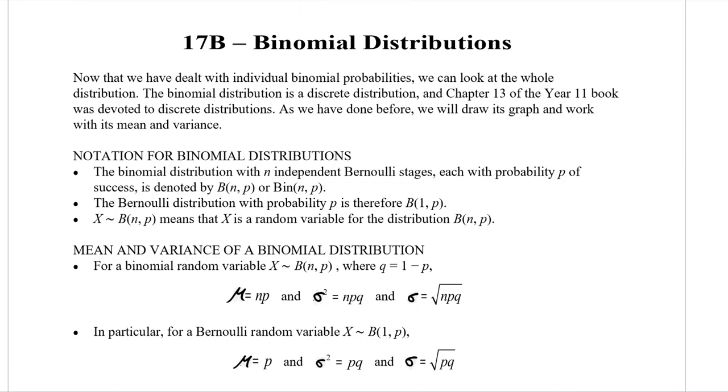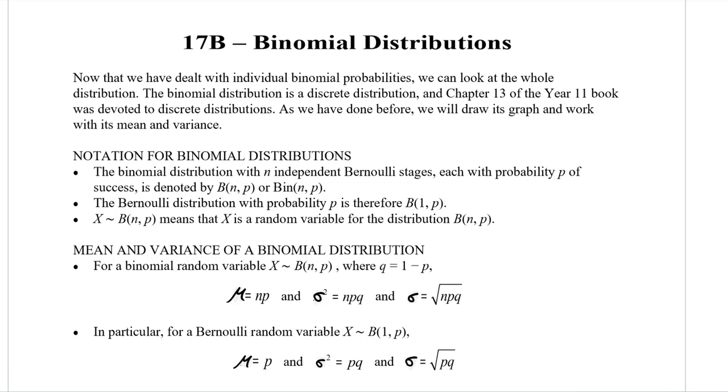17B, binomial distributions. Let's read through. There's quite a bit of information here at the start. It says, now that we have dealt with individual binomial probabilities, we can look at the whole distribution. The binomial distribution is a discrete distribution.